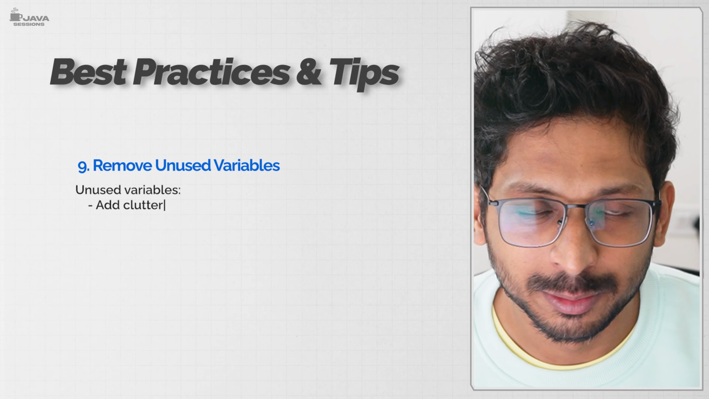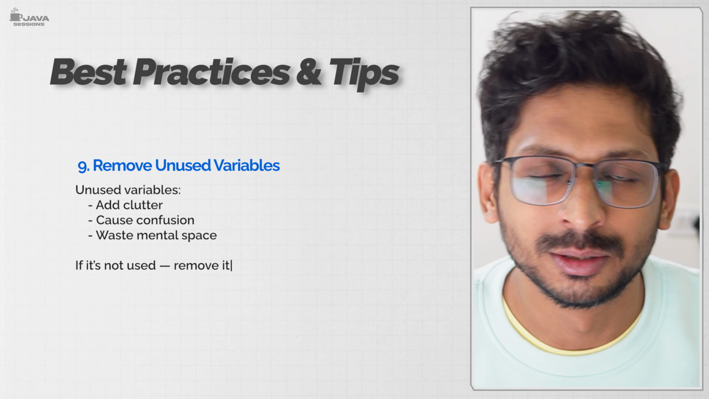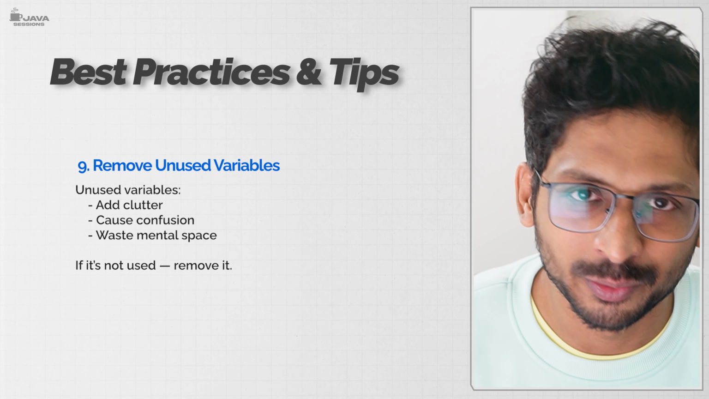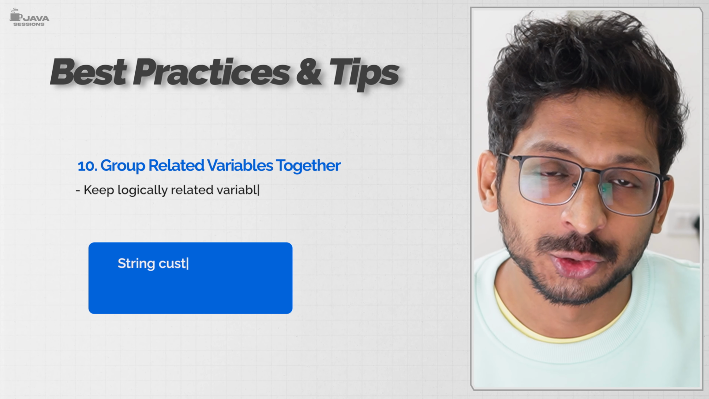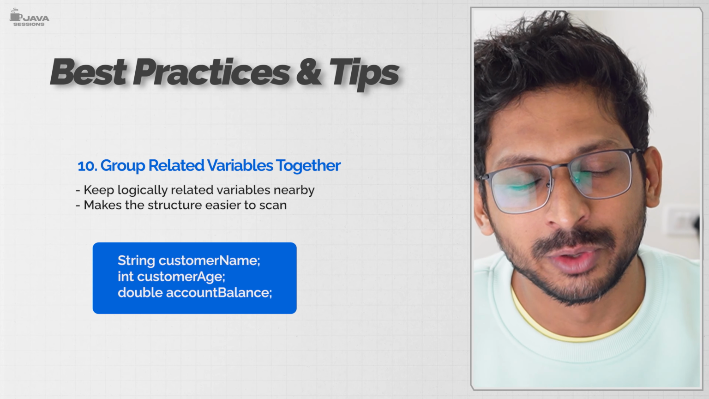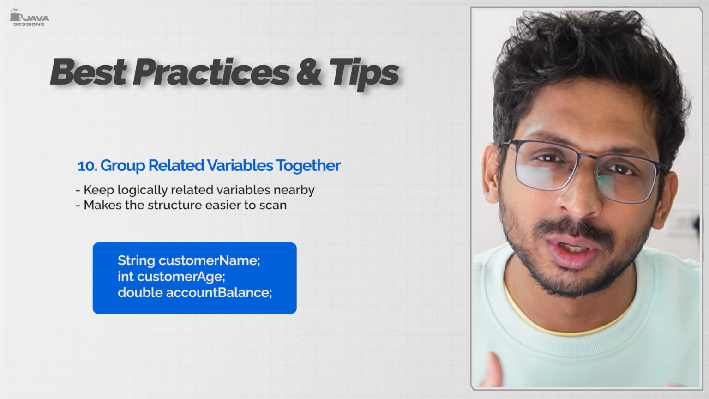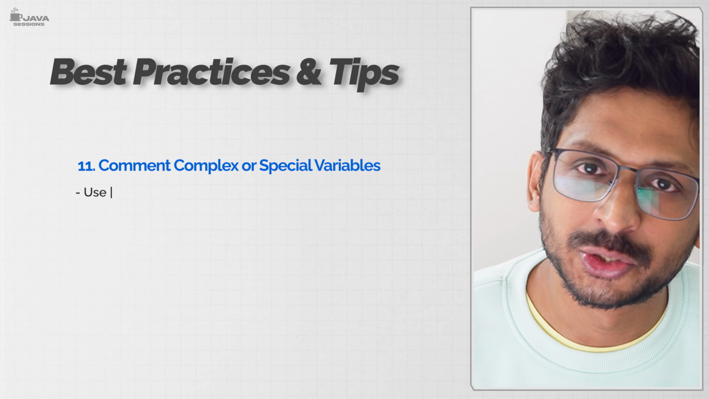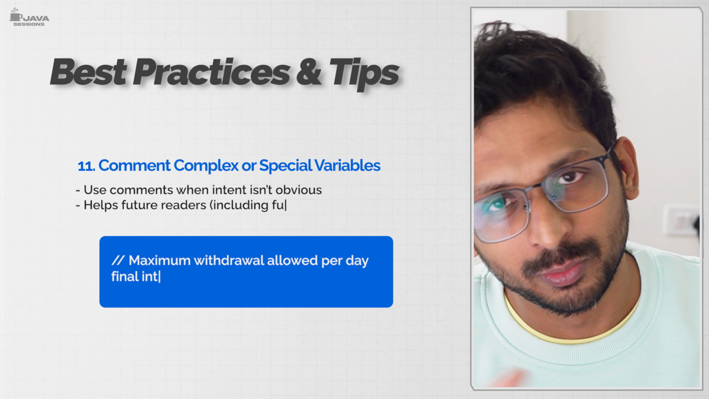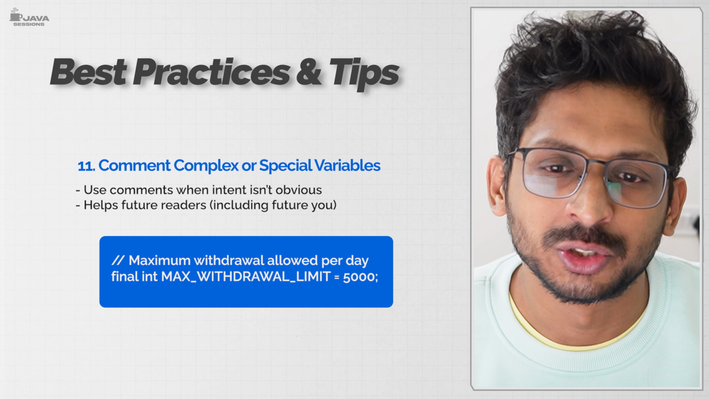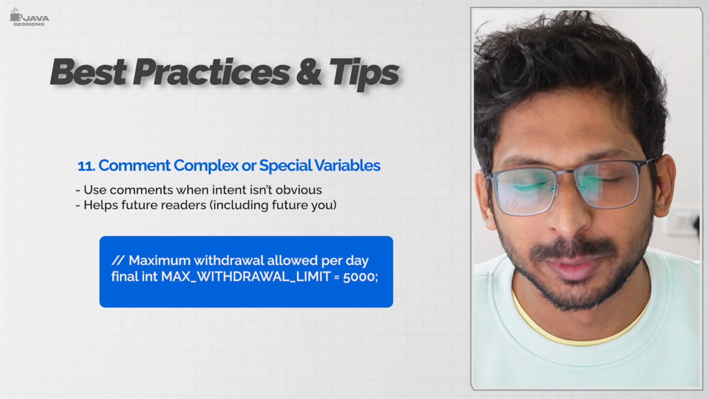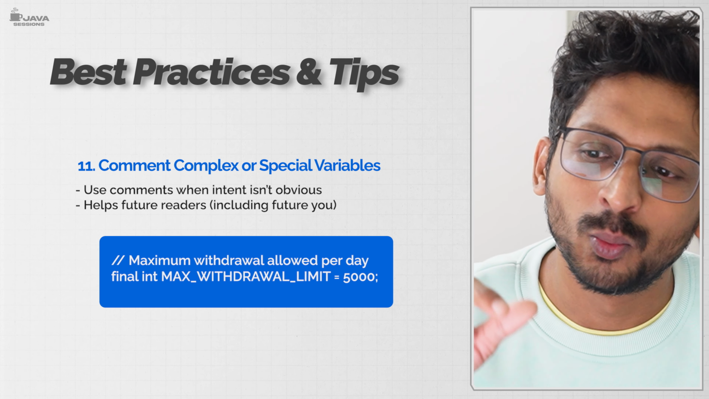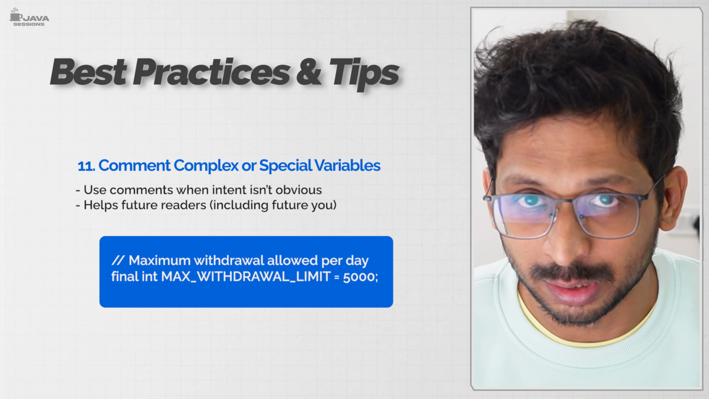Remove unused variables, that is if your code has certain variables which you are not using in any way, just get rid of them. You can group related variables together, that is, let's say you have variables created for students, you can group them together. That is going to help you organize your code. And use comments to explain complex variables. So whenever you have created certain variables which are too complex to understand by their naming, or the purpose is too complicated, you can add a simple comment letting know what is the purpose of that variable.